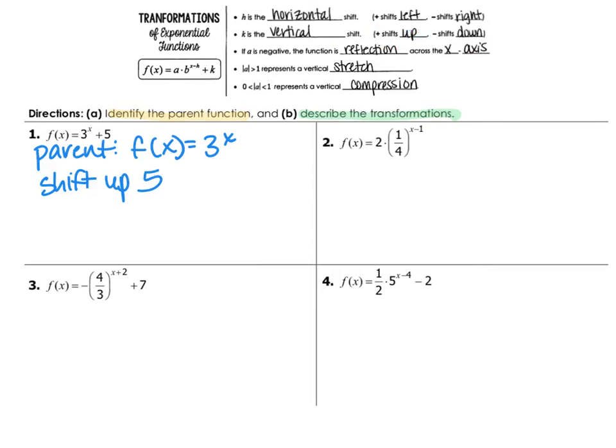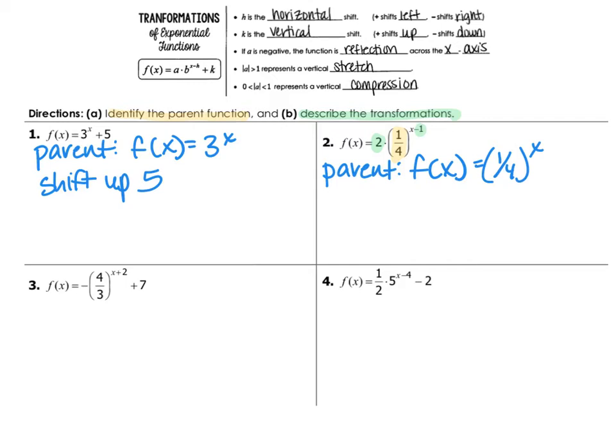All right, let's take a look at example B. So example B, we see that the base for example B is 1/4. So our parent function for that one is going to be f of x equals 1/4 to the x power. And we can see a couple of different things happening here. We have a 2 out front, and we have a -1 up in the exponent section.